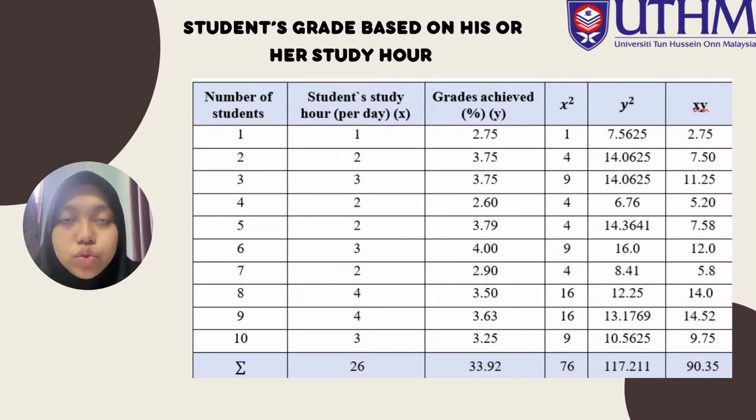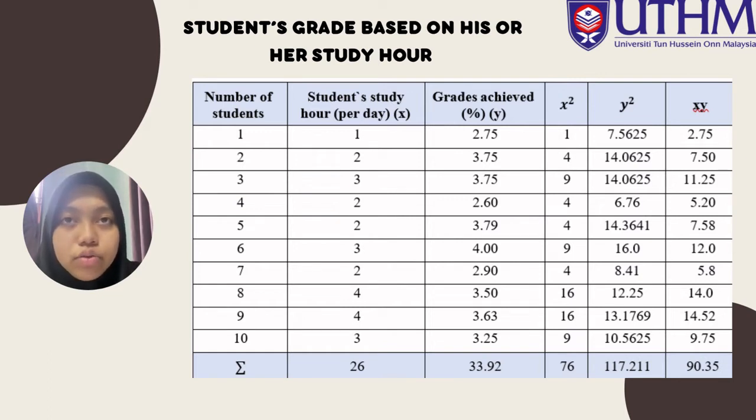For X square, to get the value, you just take the student study hours per day and square it. 1 squared gives 1, 2 squared gives 4, 3 squared gives 9, 2 squared gives 4, 2 squared gives 4, 3 squared gives 9, 2 squared gives 4, 4 squared gives 16, 4 squared gives 16, and lastly 3 squared gives 9.